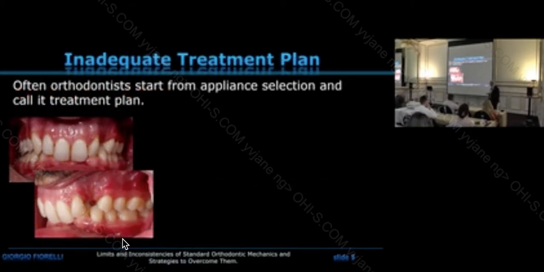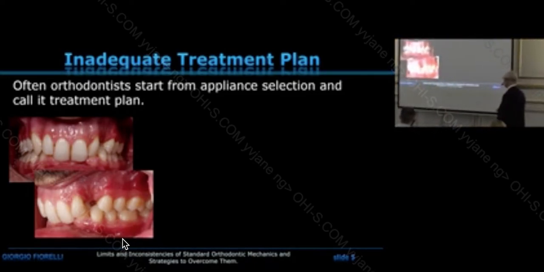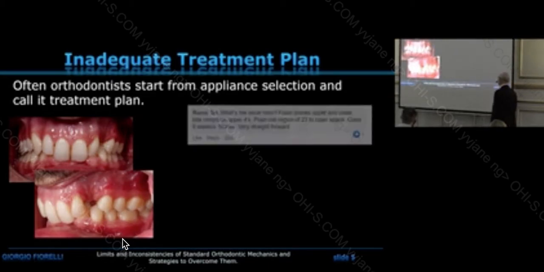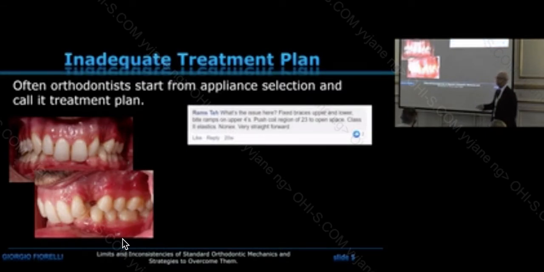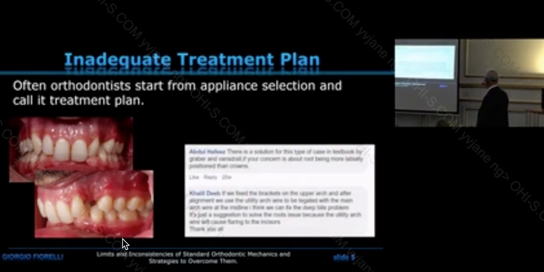Now, if I look at what people are thinking most of the time, I'm really appalled. I mean, I'm really confused by this. People post these cases and ask their colleagues, doctor, what would you suggest to me? And people just start writing the most obvious things, but not really thinking of a treatment plan. They just say, okay, I would place this kind of appliance. They're focusing immediately on the appliance, and this is not what we should do. Or they could even say, go to the book, there is a solution.